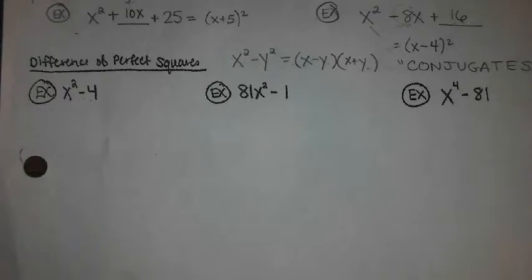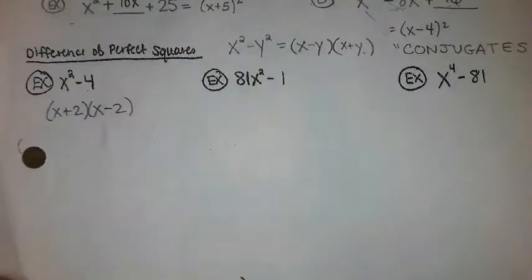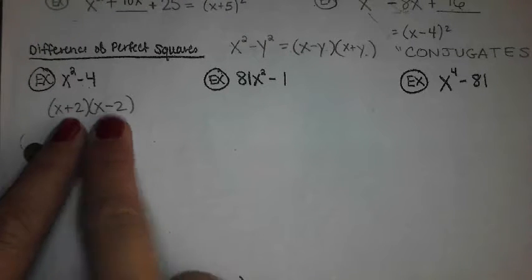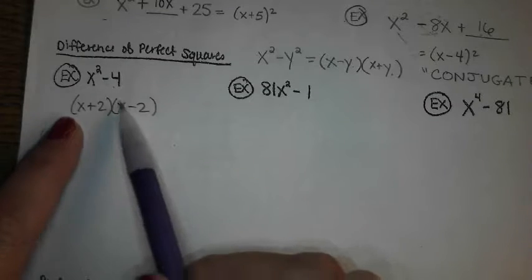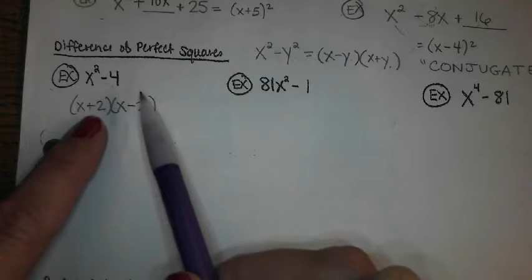So it's going to factor into x plus 2 and x minus 2. And I'll say this again and again this year. Here's the beauty of conjugates. If I'm checking the foiling, first times first gives me the x squared. Last times last gives me my negative 4.